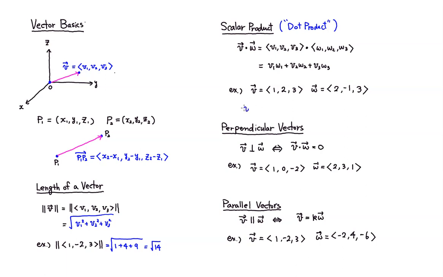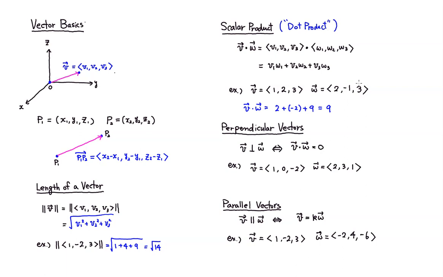Let's do a concrete example. If you want to compute v dot w, where v is 1, 2, 3 and w is 2, negative 1, 3, you do 1 times 2, which is 2, plus 2 times negative 1, which is negative 2, plus 3 times 3, which is 9. So the dot product between these two vectors is 9. It's very easy to compute.